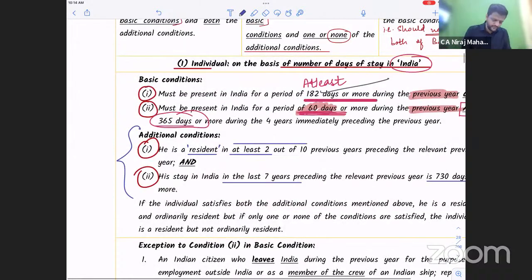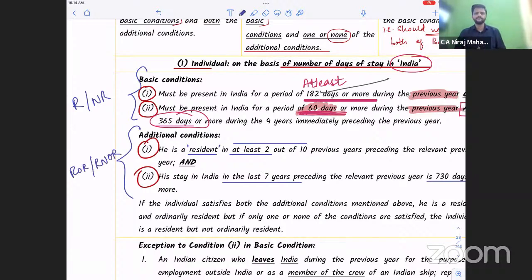And the basic conditions will be for resident or non-resident. So in simple language, I'm writing this: R and NR for basic conditions, and additional conditions for ROR and RNOR. Very good. Clear?